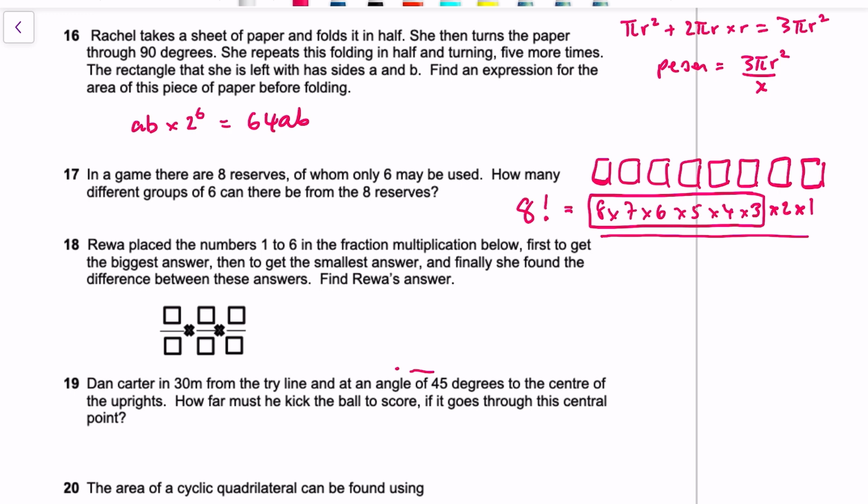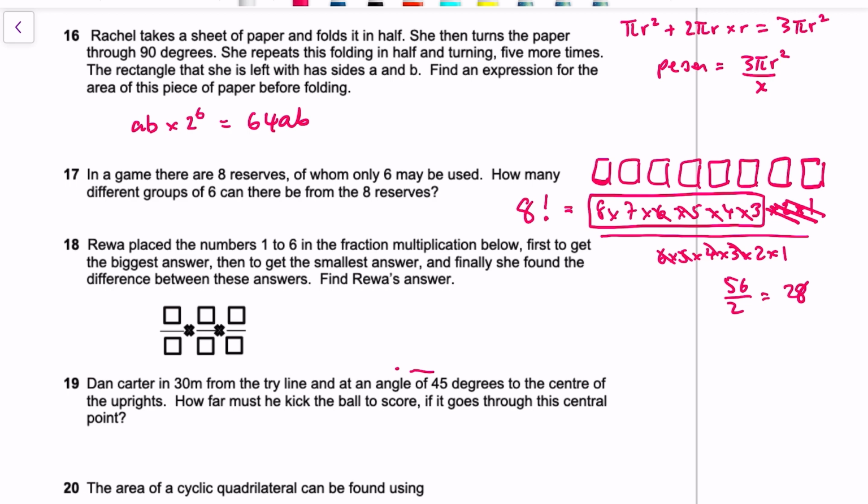We don't want to double count them, so we're going to divide by 6 times 5 times 4 times 3 times 2 times 1. I've already got rid of those numbers there because I'm not choosing those 2 people initially. And then I can cancel the 6s, the 5s, the 4s, the 3s. So I've got 56 divided by 2, which equals 28. It's quite a tricky question for year 9 and 10 students.